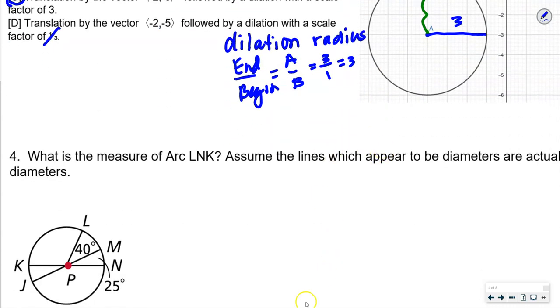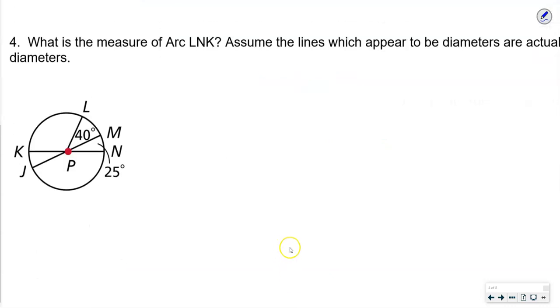All right, this next one says, what's the measure of arc LNK? So we got arc LNK is that arc all the way around there. Then it says assume the lines which appear to be diameters actually are diameters. So JM looks to me like a diameter, and so does KN.